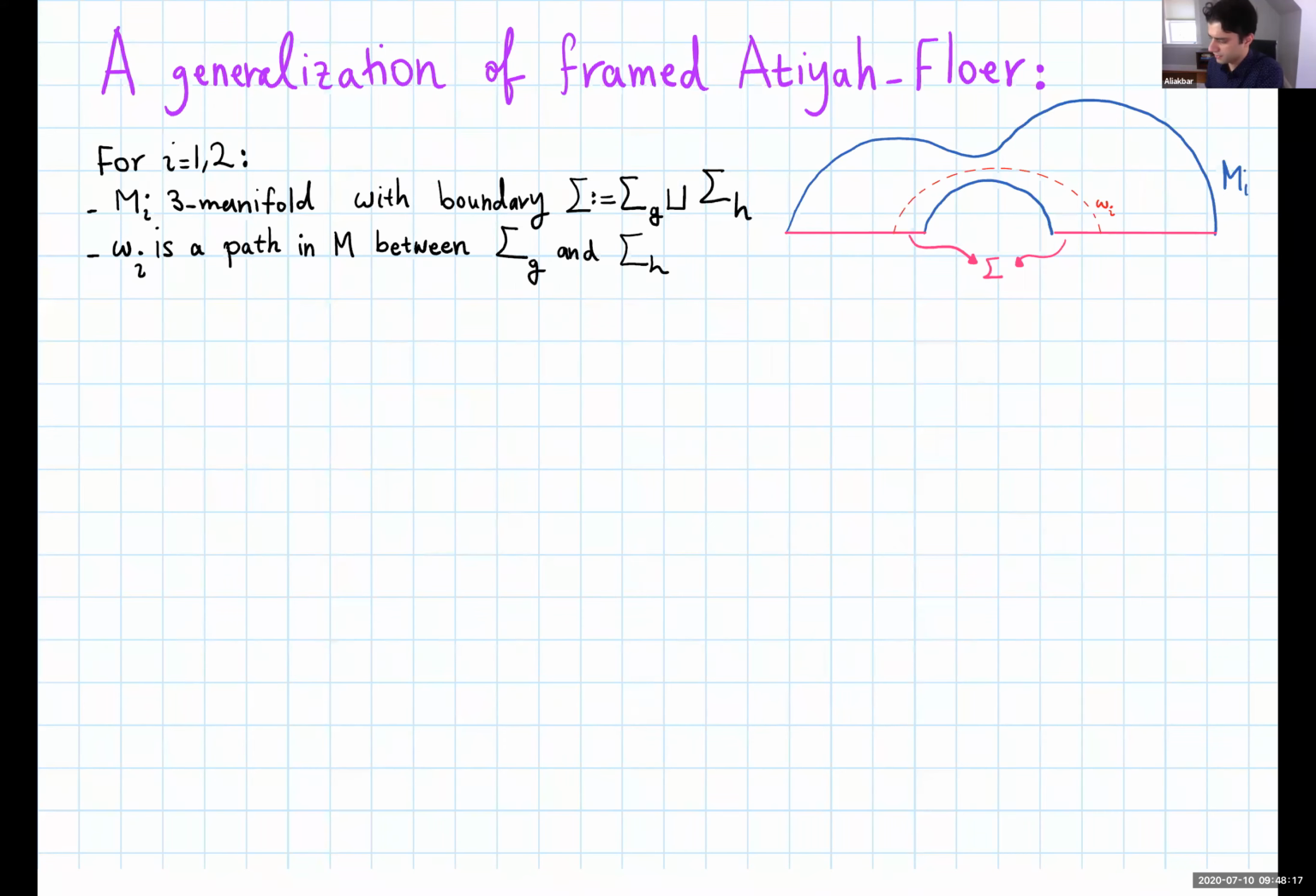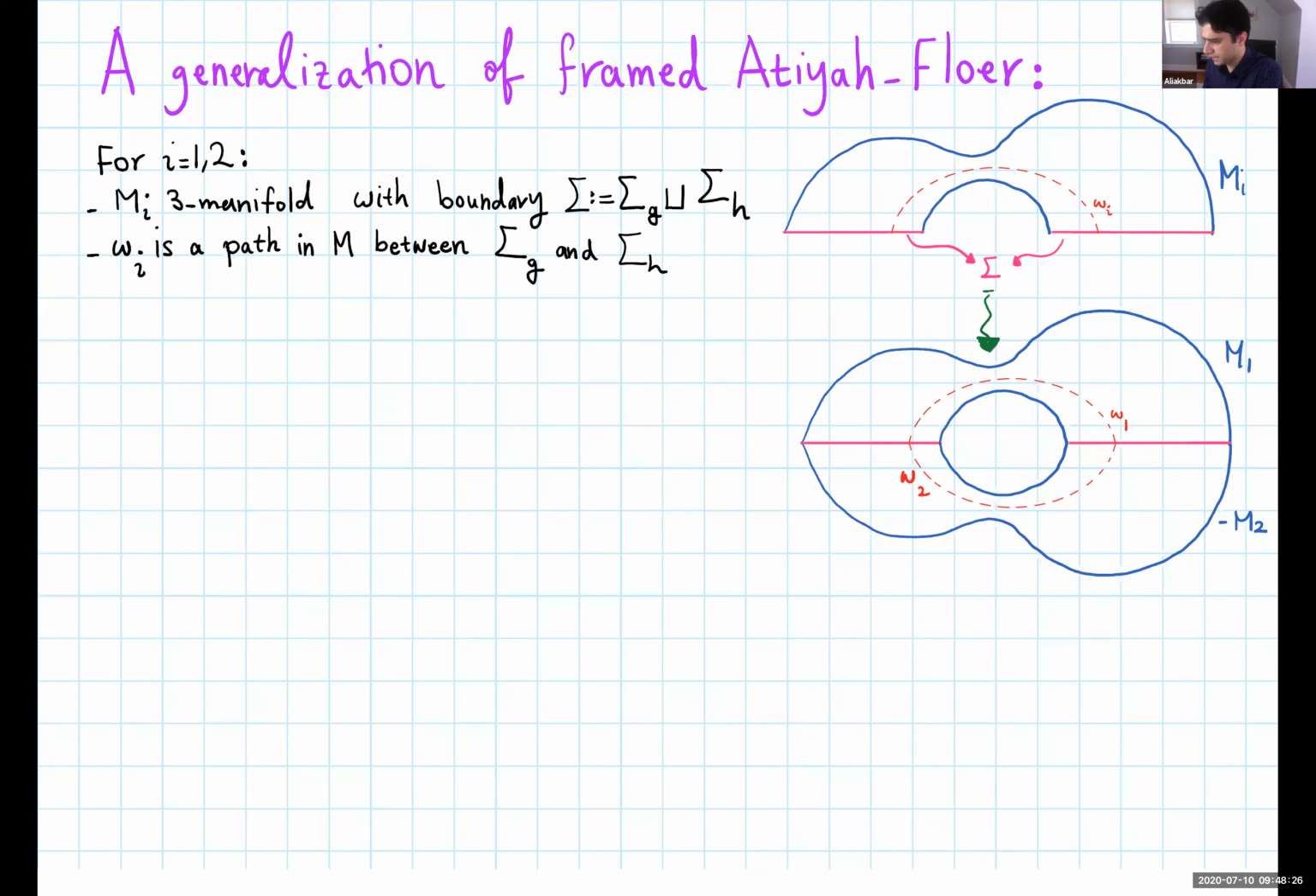There's a generalization of the theorem which basically can be proved using a similar argument. So let's say that you have now 3 manifolds Mi. Now we assume that the boundaries are disconnected, union of sigma g and sigma h. And we also assume that there's a path going from one boundary component to the other boundary component. Remember that once you have this, you can get some Lagrangians inside the character variety of sigma g times the character variety of sigma h. But on the topological side, what you can do is that you can just flip one of these two guys and glue them along their common boundaries.